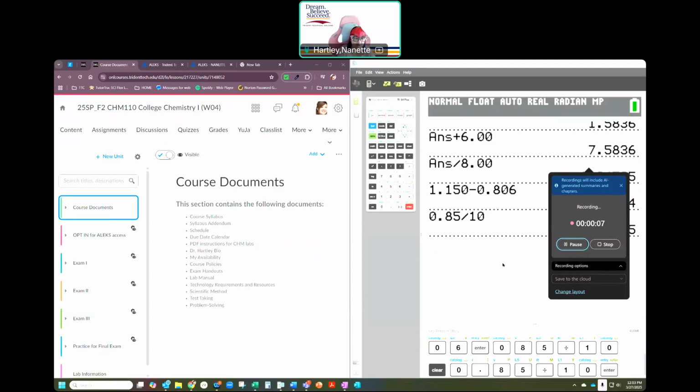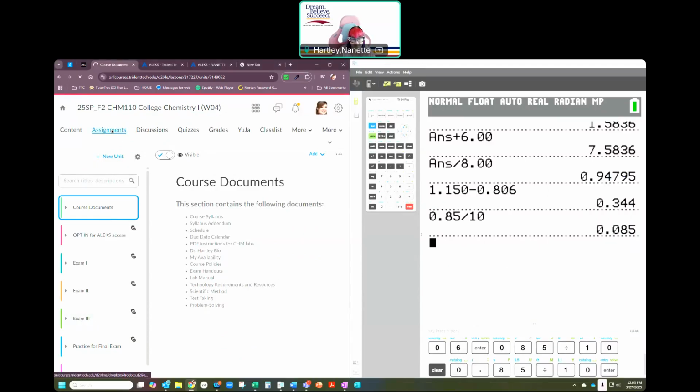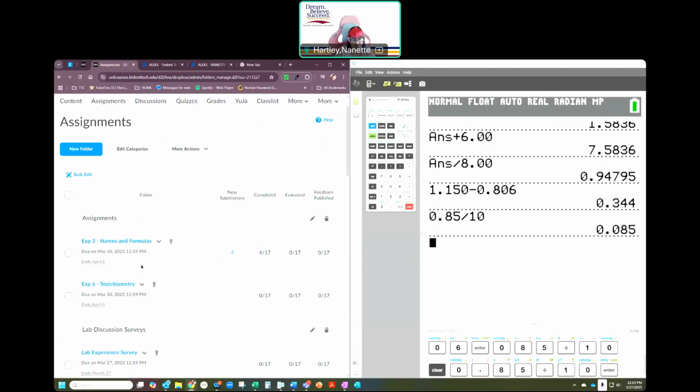And so this is about the paper lab that you guys have. And so what you'll see if you go into the assignments, you'll see that there is experiment 6, stoichiometry, and there's also experiment 3, names and formulas. So I'm going to talk about both of these.